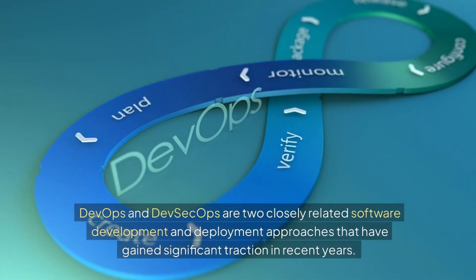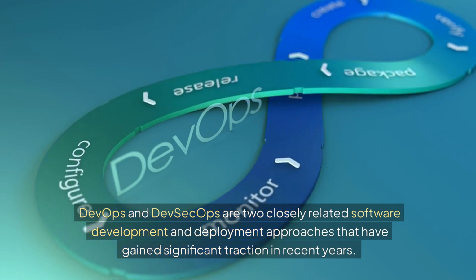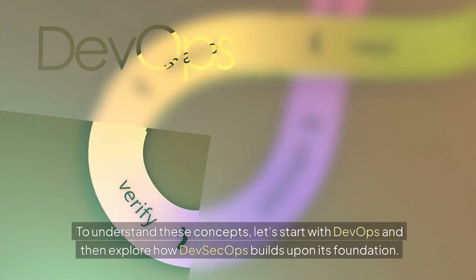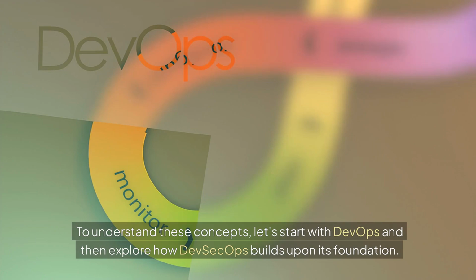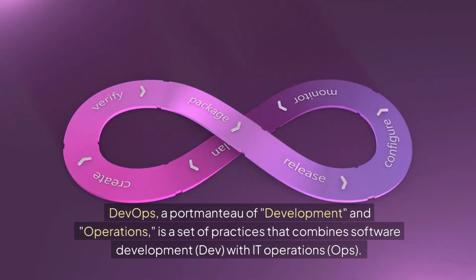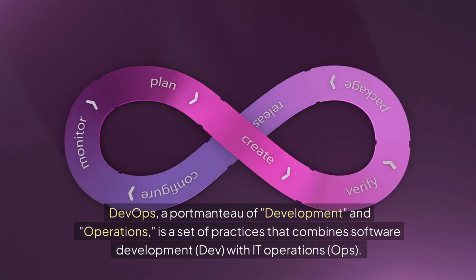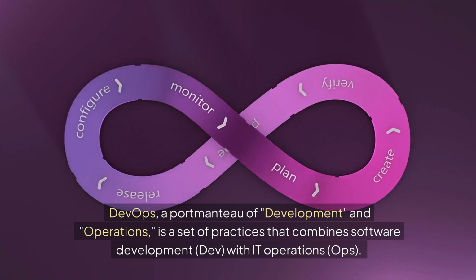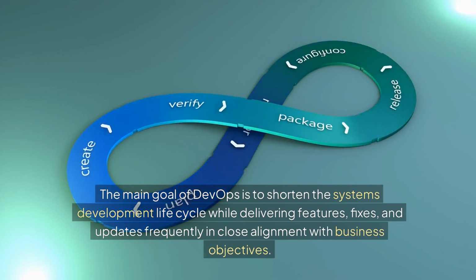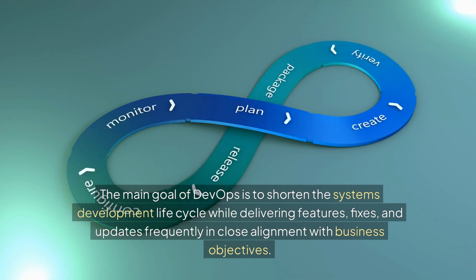DevOps and DevSecOps are two closely related software development and deployment approaches that have gained significant traction in recent years. To understand these concepts, let's start with DevOps and then explore how DevSecOps builds upon its foundation. DevOps, a portmanteau of development and operations, is a set of practices that combine software development (Dev) with IT operations (Ops). The main goal of DevOps is to shorten the system's development lifecycle while delivering features, fixes, and updates frequently in close alignment with business objectives.